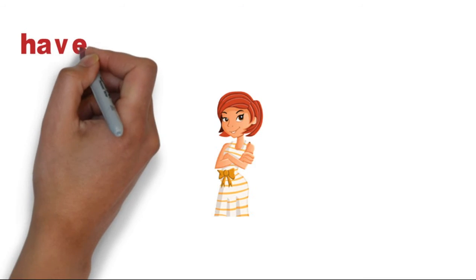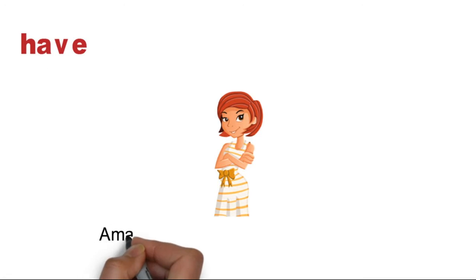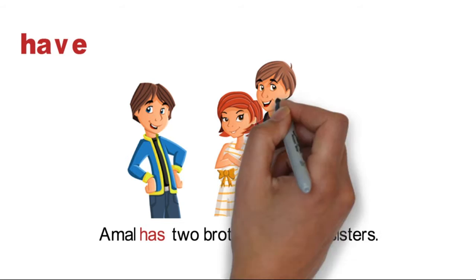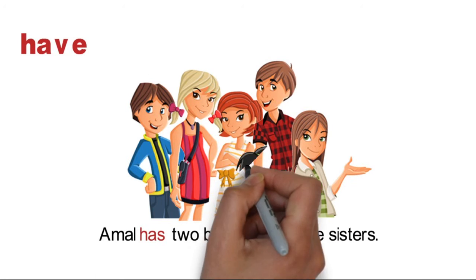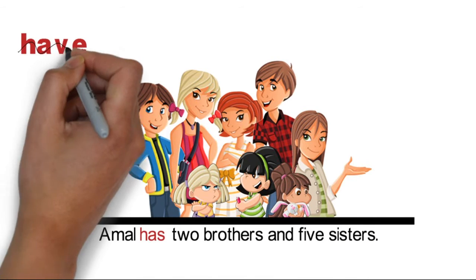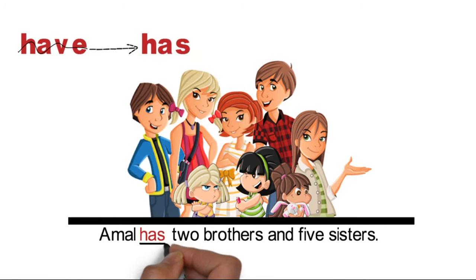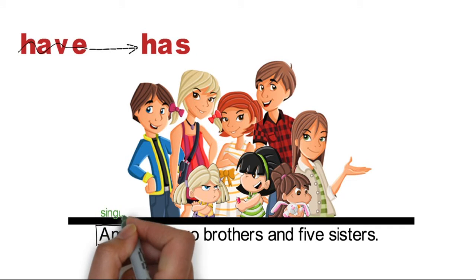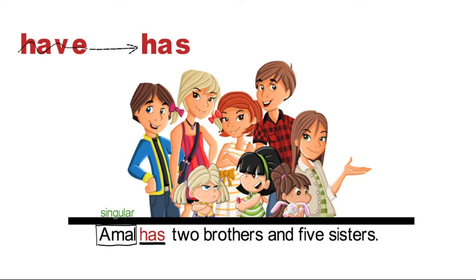Let's look at an example of a sentence with the verb have. Amal has 2 brothers and 5 sisters. The verb has been changed to has because Amal is singular. In this sentence, Amal is the subject and has is the verb.